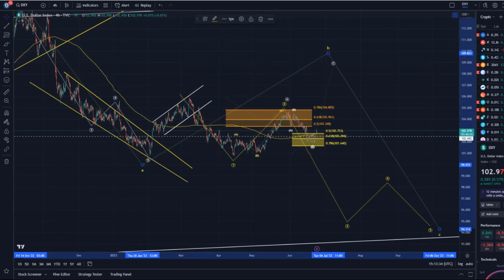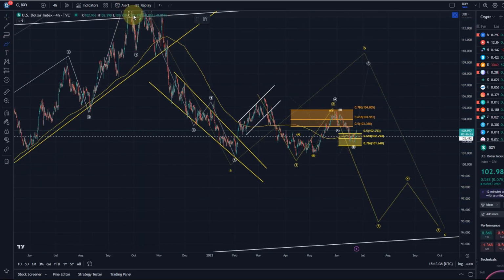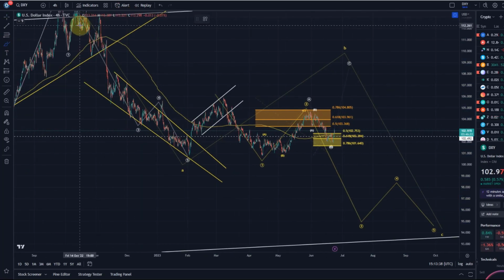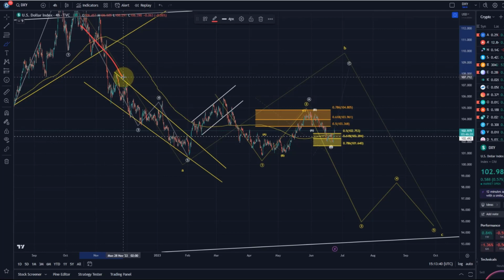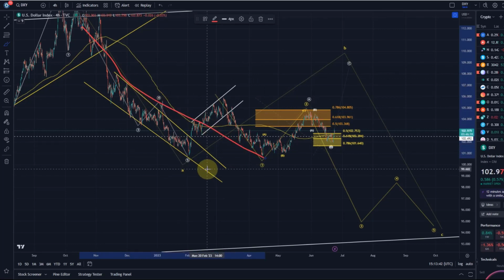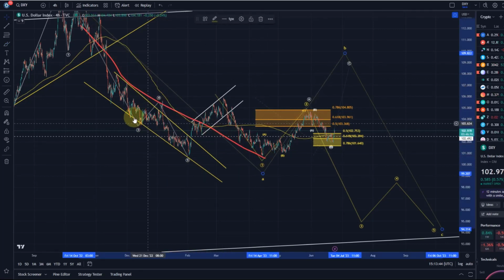So in this scenario, price, or the DXY, came down off the September highs in an A wave. So that would actually sit here. Let me just move that A wave over here. That would be the A wave, yeah. A 5-wave move to the downside.